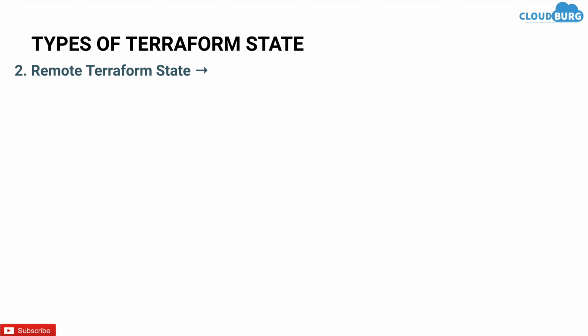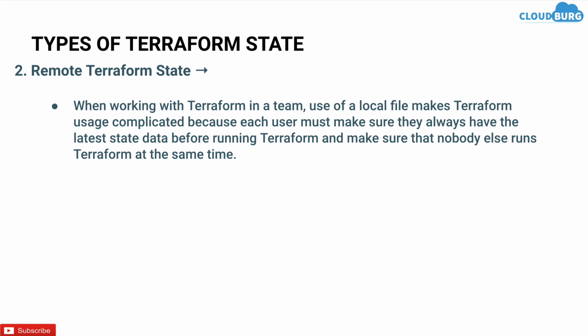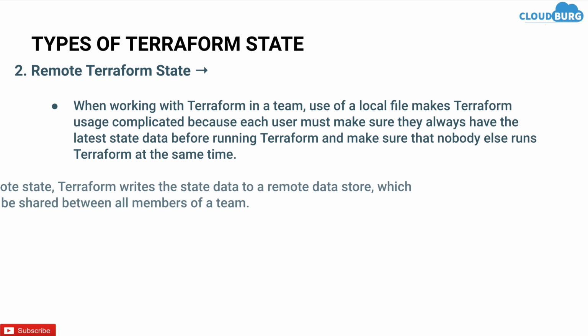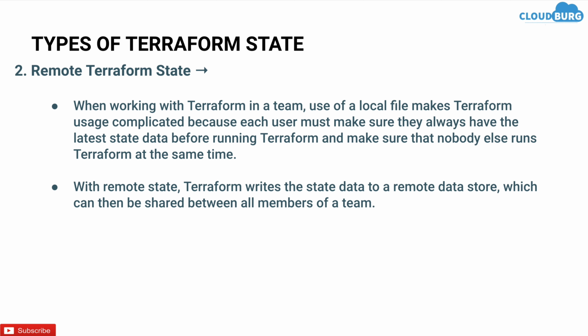Next is remote Terraform state. When working with Terraform in a team, use of a local file makes Terraform usage complicated because each user must make sure they always have the latest state data before running Terraform, and make sure that nobody else runs Terraform at the same time. With remote state, Terraform writes the state data to a remote data store, which can then be shared between all members of a team.